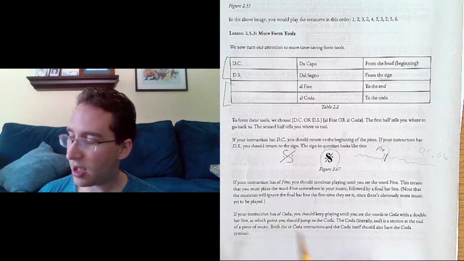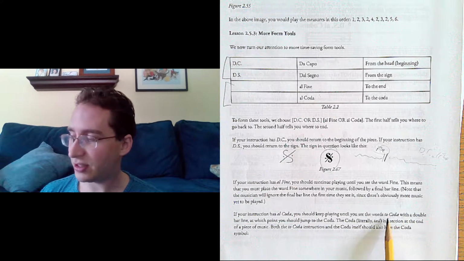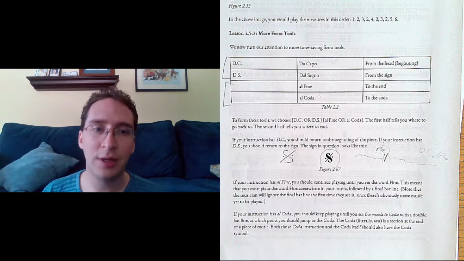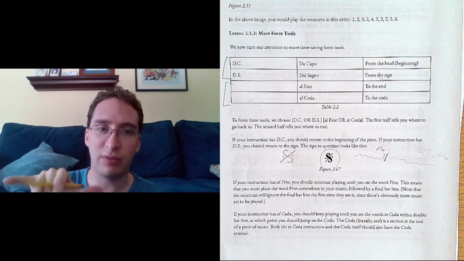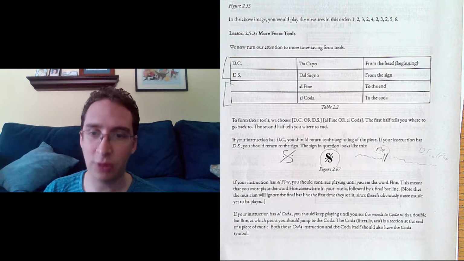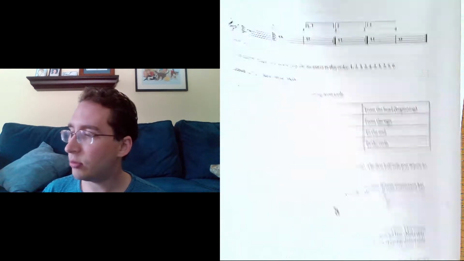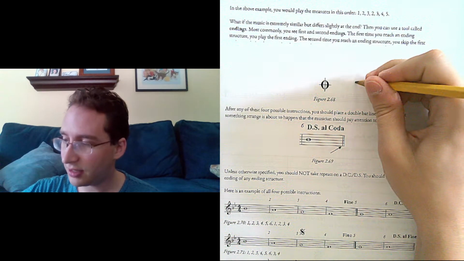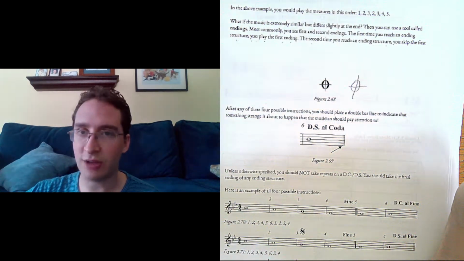And then al coda, you keep playing until you see the words to coda, at which point you jump to the coda. Coda literally means tail, and it's just this extra section at the end of a piece of music that you would jump to in case you have this sort of coda structure. And when you have a coda, you're also going to want this fun little coda symbol. It's like a zero with a cross through it.